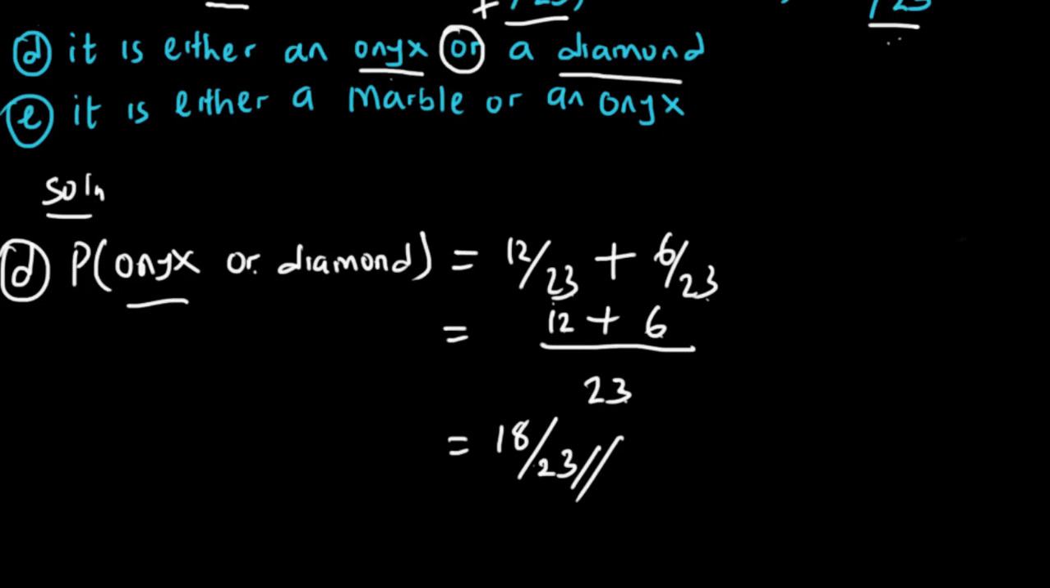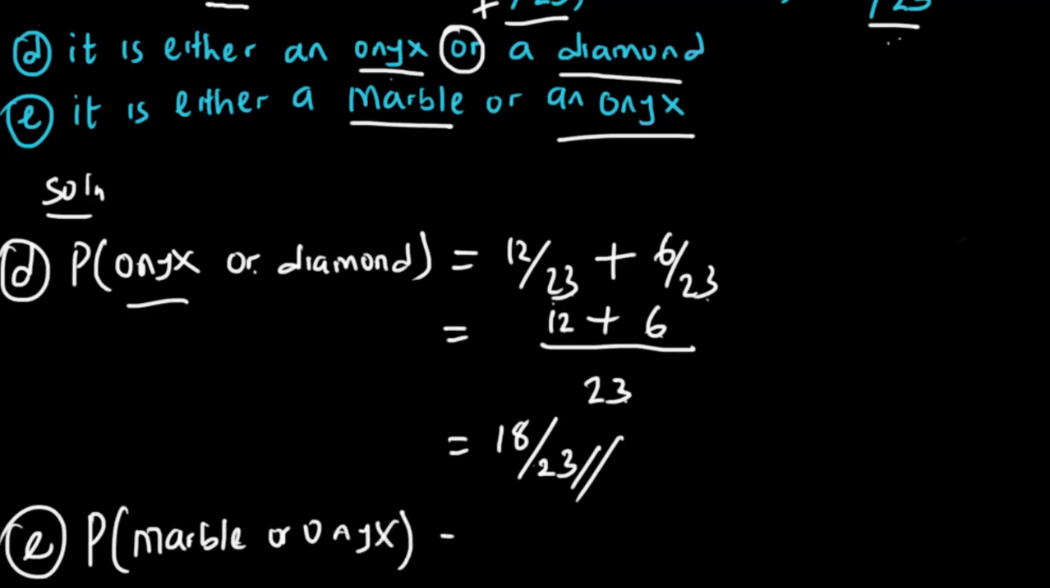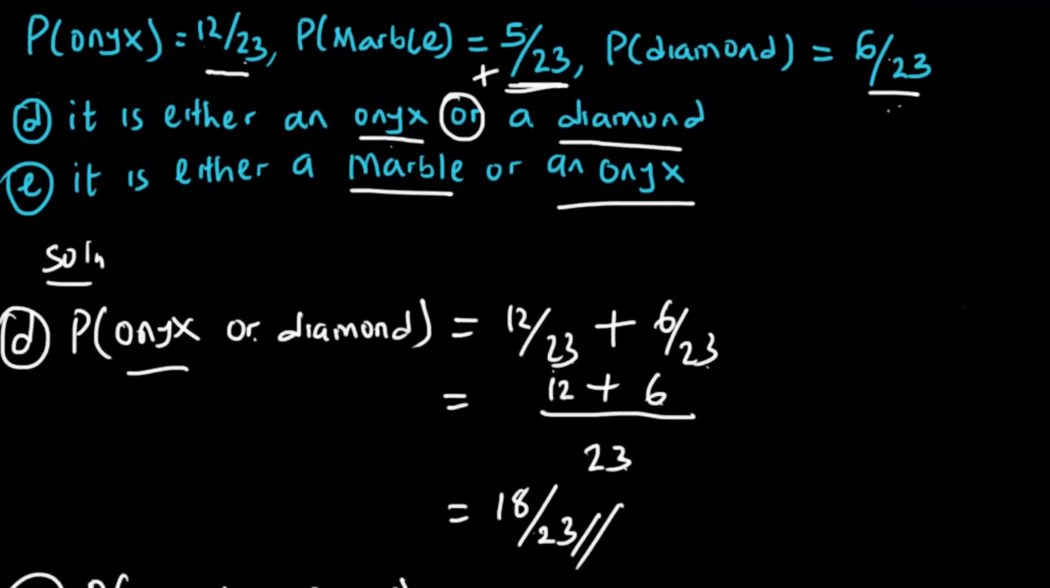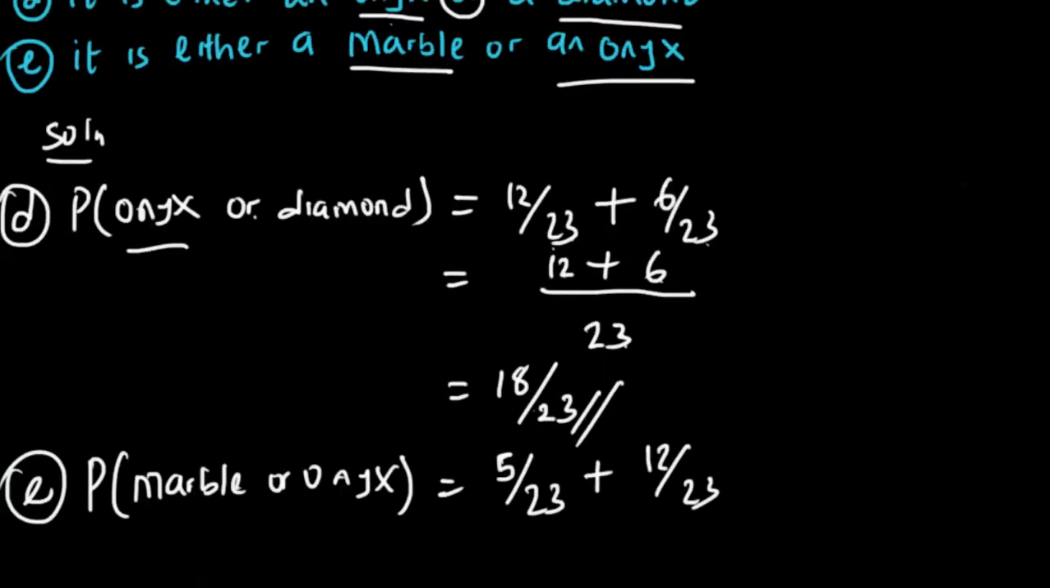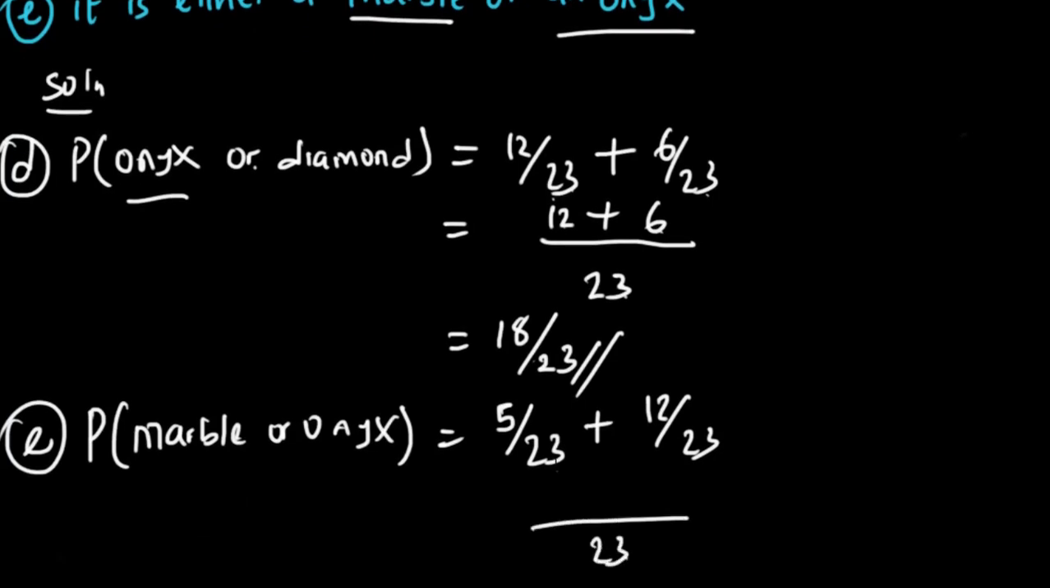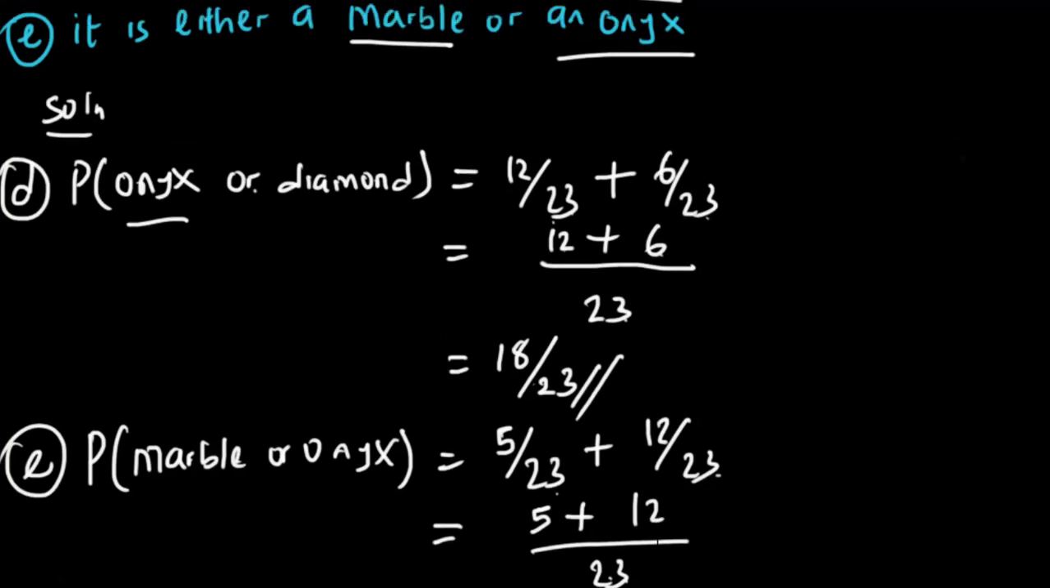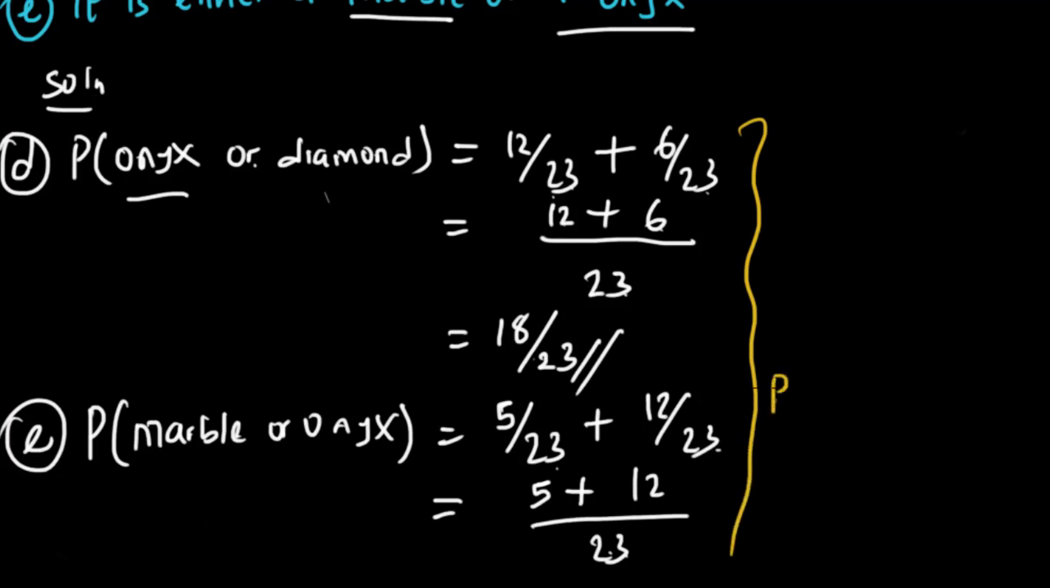E is, what's the probability that it's either a marble or an onyx? Now we do this. Now don't forget, probability that it's a marble plus probability that it's an onyx. So we have probability of marble or onyx. Now, what did we get as probability of marble? We got it as 5 over 23. And what did we get as probability of onyx? 12 over 23. So we'll be having 5 over 23 plus 12 over 23. Now we also find the LCM. 23 divided by 23 is 1. 1 times 5 is 5, plus 23 divided by 23 is 1. 1 times 12 is 12. So we have 5 plus 12 all over 23. And this will give us probability of marble or onyx equals 5 plus 12 is 17 all over 23. And this is our answer.